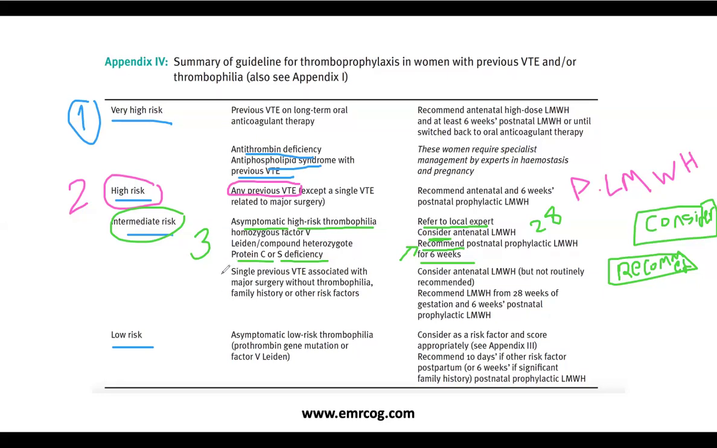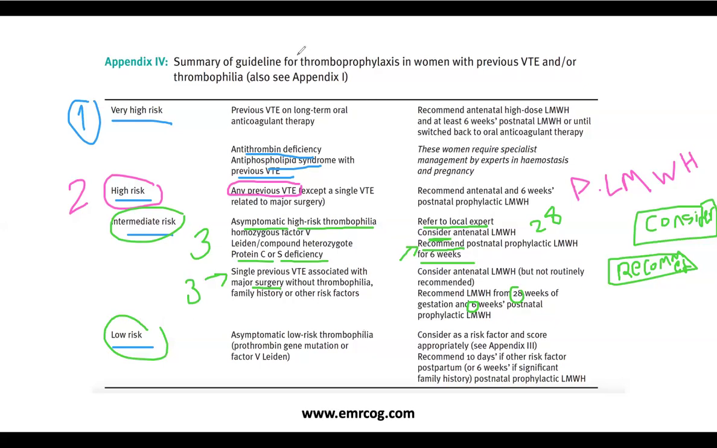Then we have here a single previous VTE, but with surgery, which is called a provoked VTE. So VTE related to surgery, consider the antenatal low molecular weight heparin, not routinely recommended, but from 28 weeks and 6 weeks postpartum. Okay, so here is a score 3 as per the scoring system. There is no tricks here.